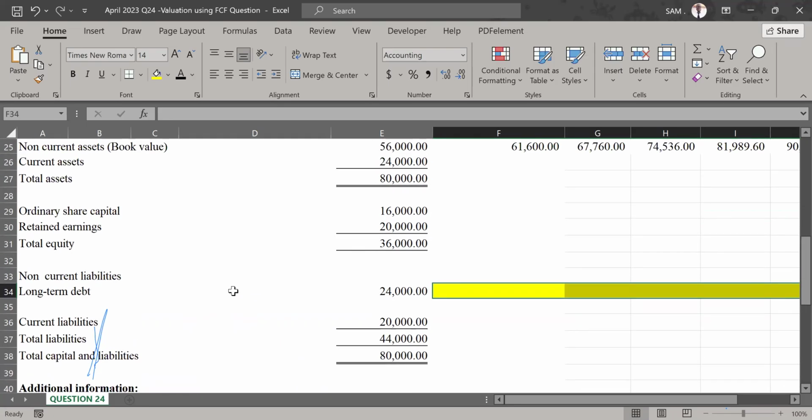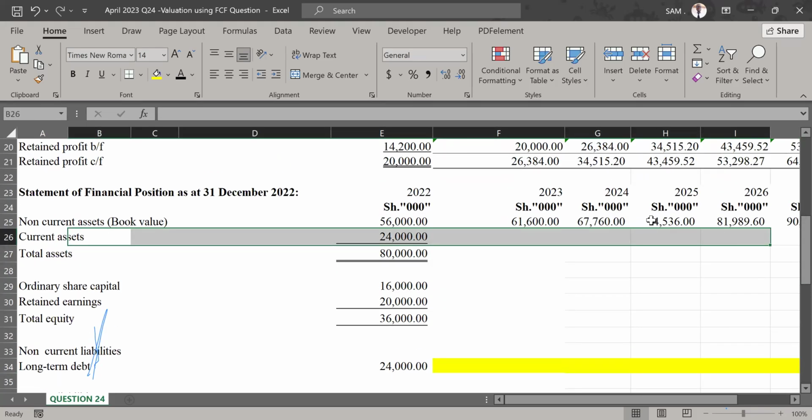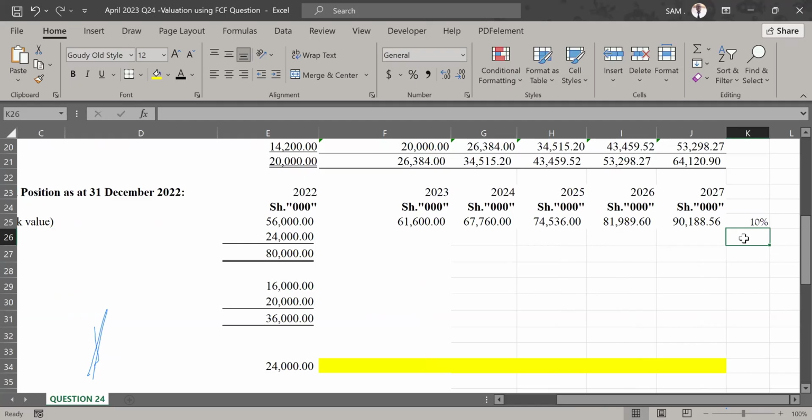So where are current assets? Current assets are here. So what is the growth rate? They will grow at 10%. So I will come here and just put the 10% here. That is the growth rate. And we subject this figure of current assets in 2022, we grow it annually from 2023 all the way to 2027, by that 10%. How do we do it? The same usual way that we've done growth rates.